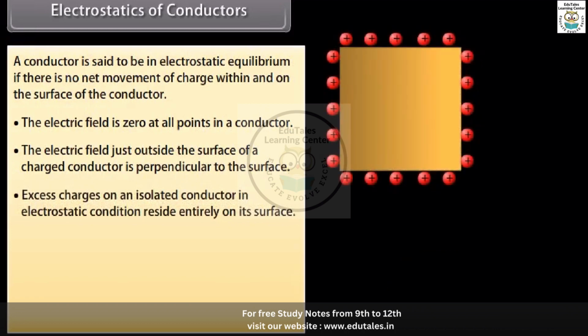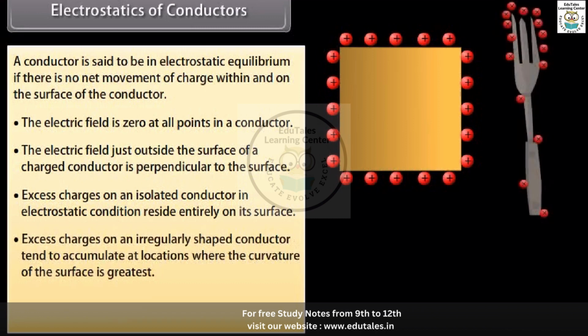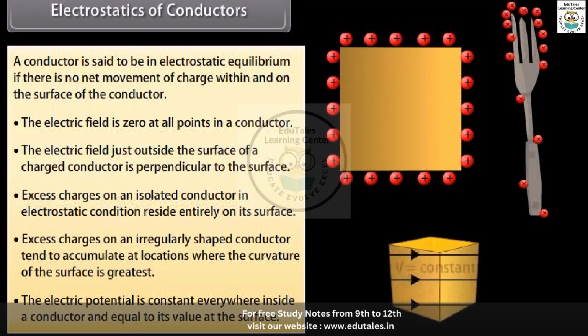Excess charges on an isolated conductor in an electrostatic condition reside entirely on its surface. Excess charges on an irregularly shaped conductor tend to accumulate at locations where the curvature of the surface is greatest. The electric potential is constant everywhere inside a conductor and equal to its value at the surface.